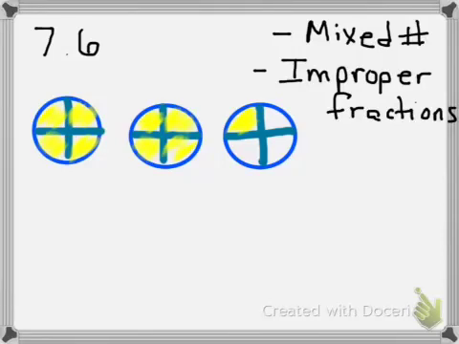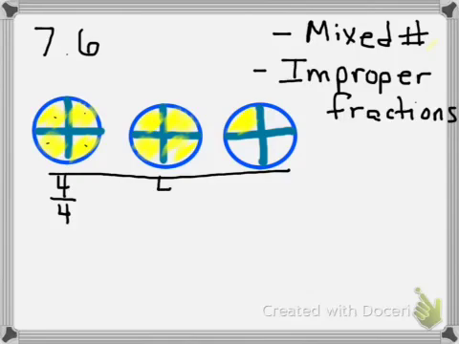I'm going to be talking about lesson 7.6, which in our book talks about mixed numbers and improper fractions. Now, something we did in class today was I showed them this picture where it has 3 circles, and each of the circles has been broken into fourths. So we have 1, 2, 3, 4. So there's 4 pieces in each one. So this circle shows 4 fourths. This circle shows 4 fourths, and this circle shows 1 fourth.